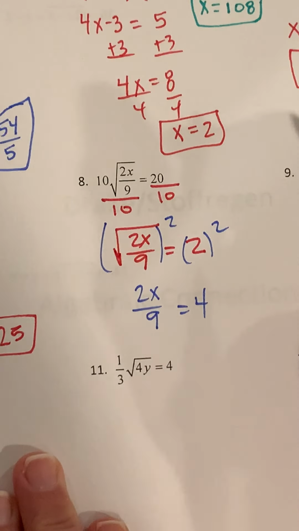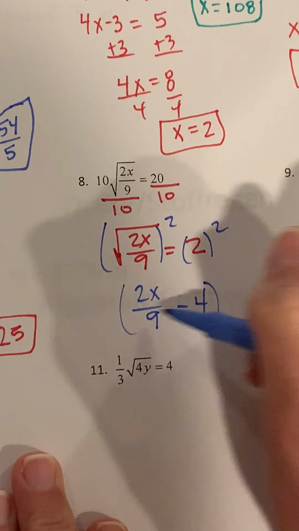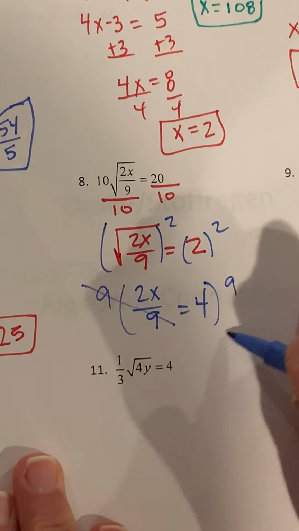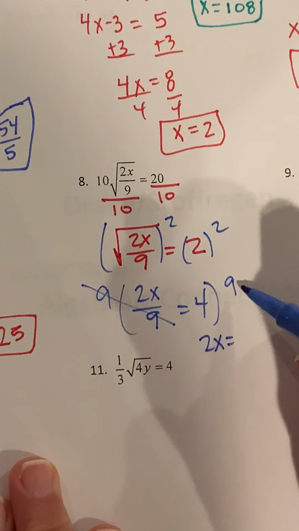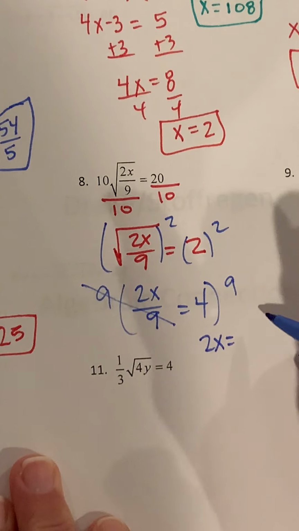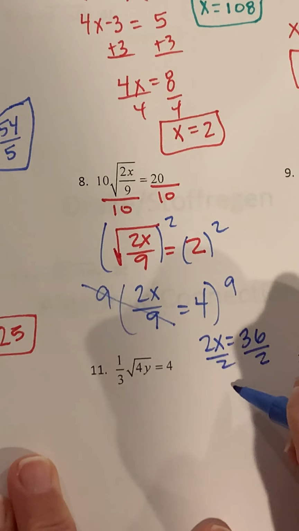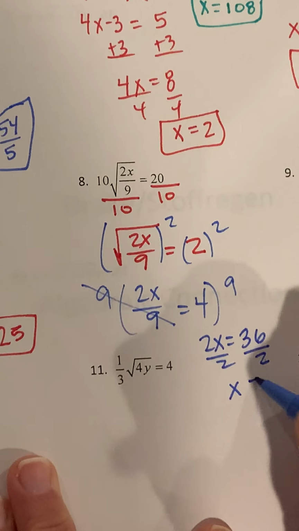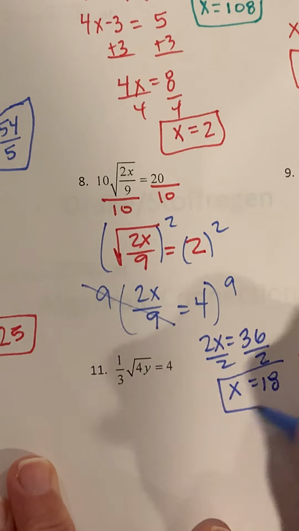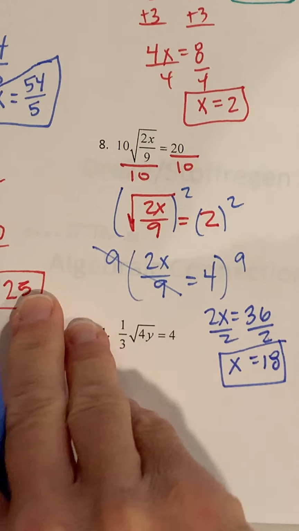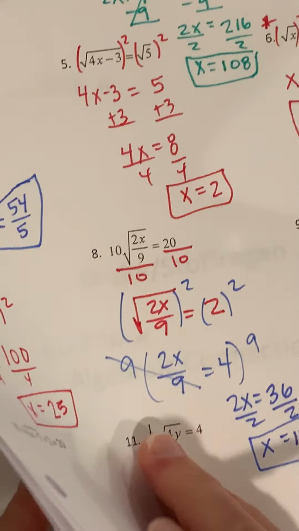Y'all good? So now I'm going to multiply both sides by this 9 right here. Those cancel. And so I have 2x equals 9 times 4 is 36. You divide by 2 and you get 2 goes into 36 18 times. Y'all good? Good. I love to hear it.